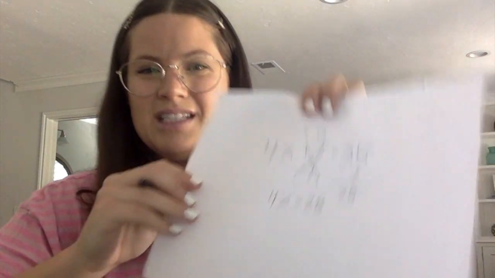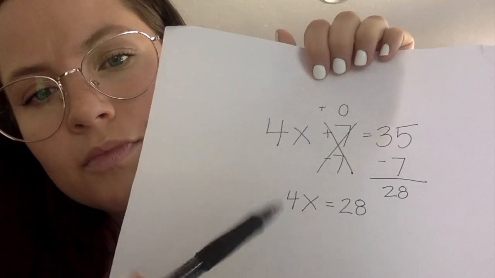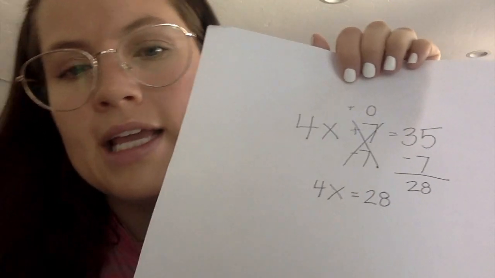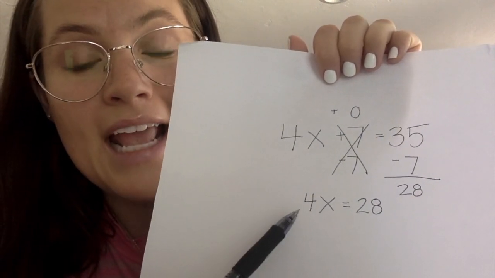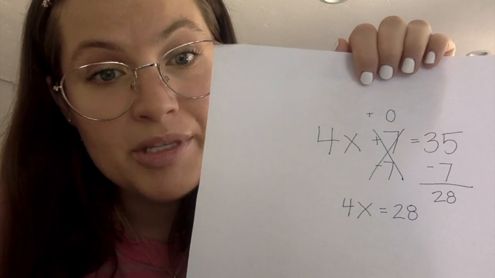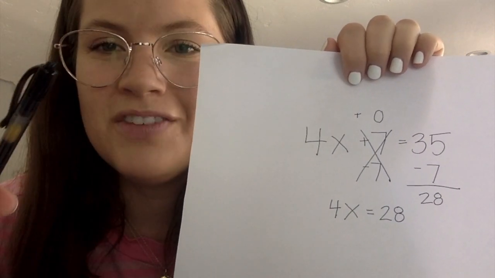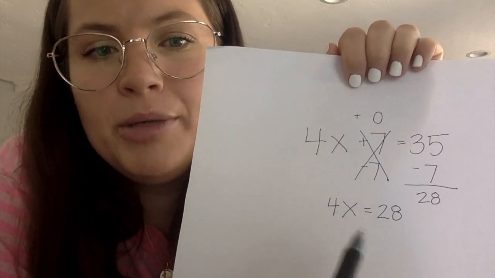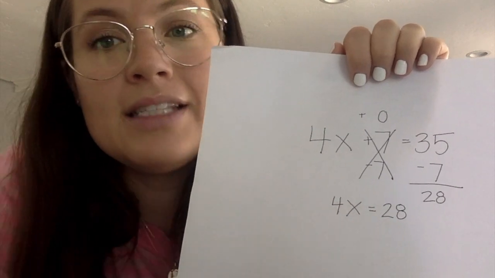Now, what are we left with? What is our new equation? 4x equals 28. We don't need the plus 0. So, 4x equals 28. 4x is the same as 4 multiplied by x. So what's the opposite of multiplication? Division.